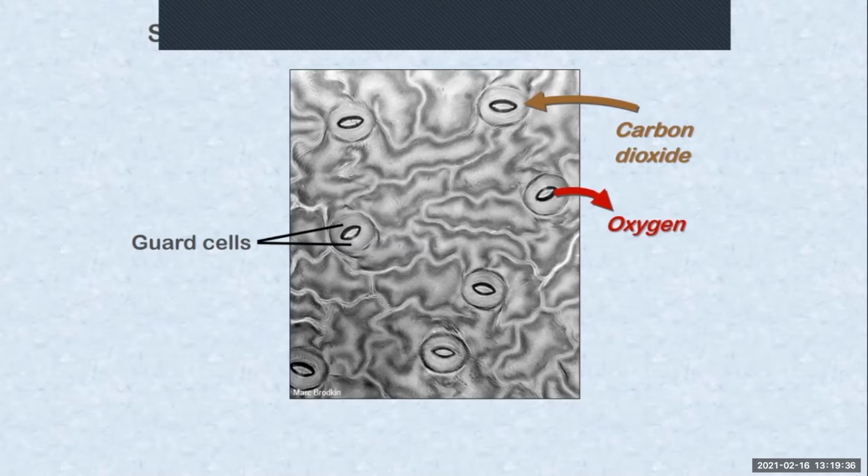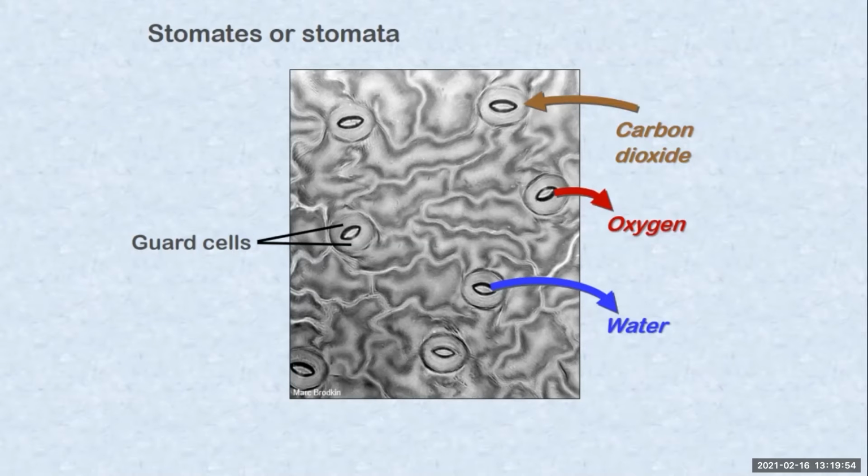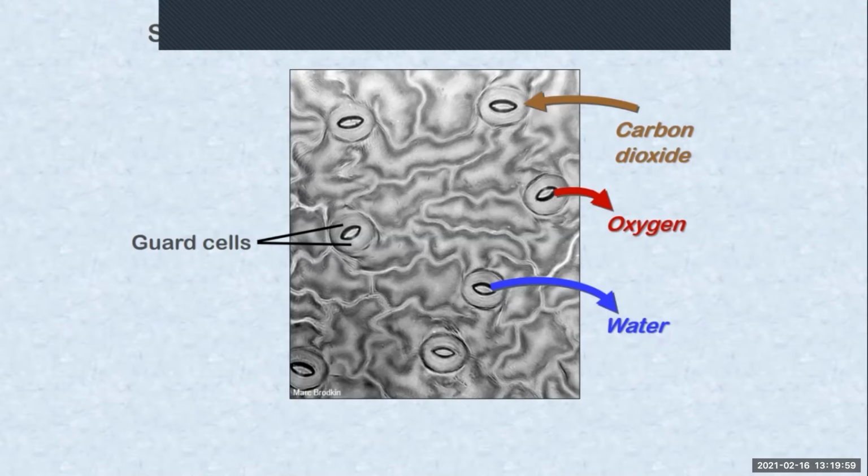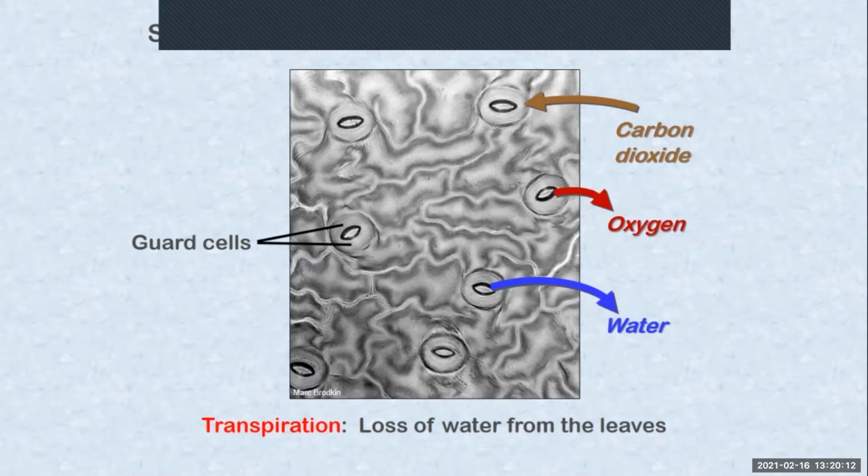And then the other thing that's happening is water is also lost through these stomates. So the water that gets picked up from the soil, through the roots, through the stems, all the way up through the leaves, eventually makes its way out through these stomates. Now, the loss of water through the stomates has an actual term, and this is a key term, transpiration. So loss of water from the leaves is termed transpiration.